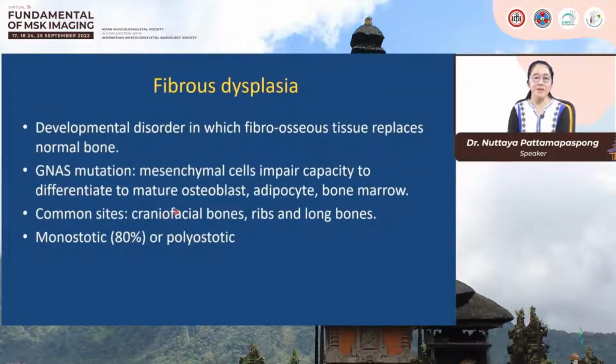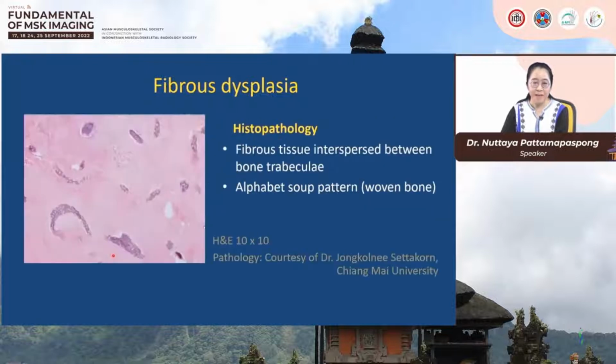So fibrous dysplasia is a developmental disorder in which fibro-osseous tissue replaces normal bone. It is a mutation in which mesenchymal cells cannot mature into mature osteoblasts, adipocytes, or bone marrow. It's common in craniofacial bone, ribs, and long bones. Most of them present as a single lesion.